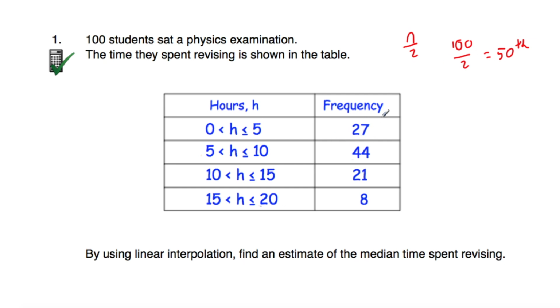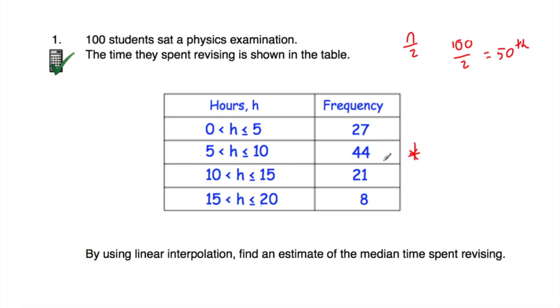So is the 50th value in here? No, that's the first 27 students. Is the 50th value in here? It would be, because if we've gone 27 and then we go over 44, then it'd be equal to 71. We've gone past 50. So that means the median value is in here.